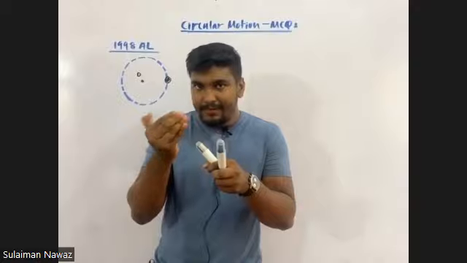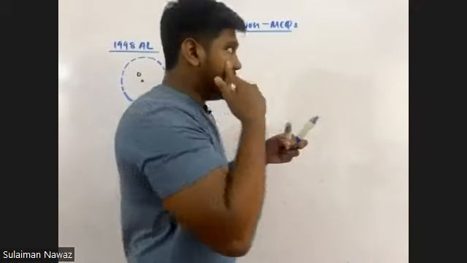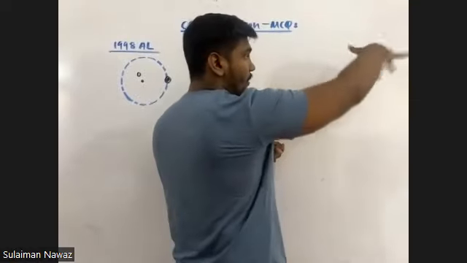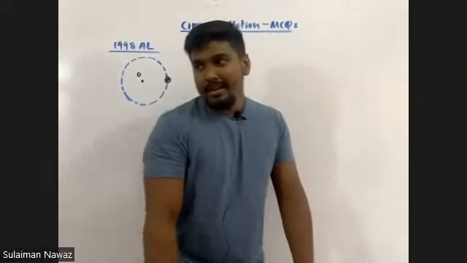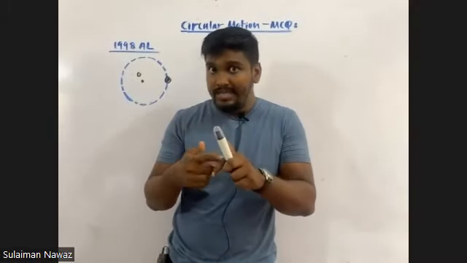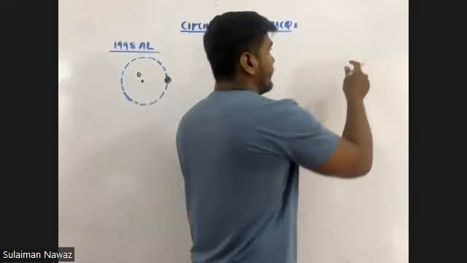What is the main characteristic of circular motion? Now always, if an object is moving in a circular motion, the main characteristic is that tangential velocity is always perpendicular to centripetal force, centripetal acceleration. We learned something like that.